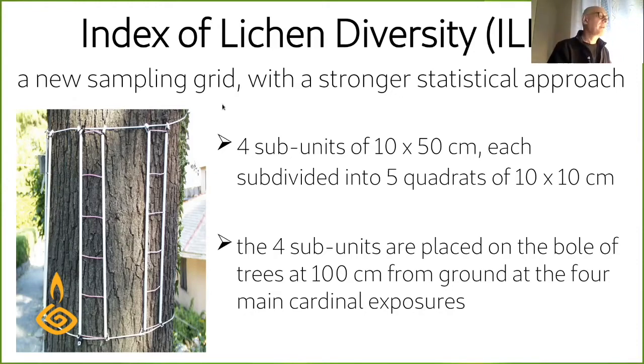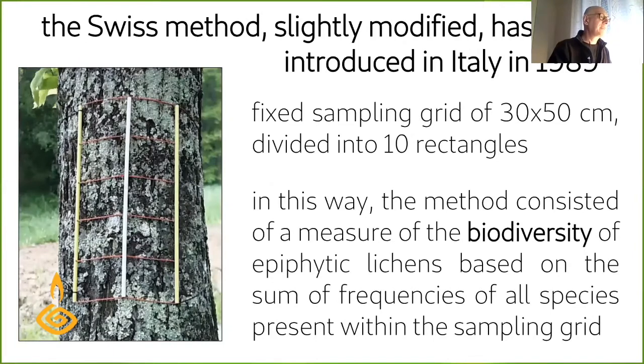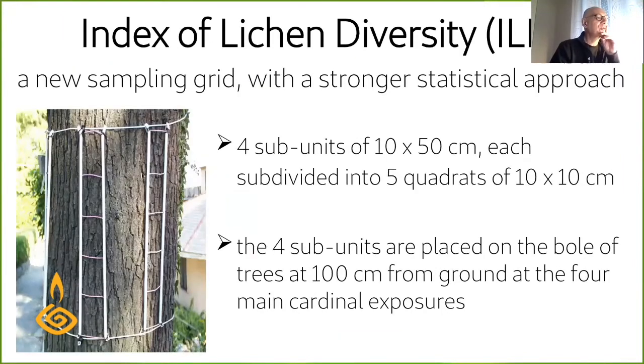if you remember here, you had to place the grid as a fixed size, but you still have to place it on the side, on the part of the bole with the highest lichen cover, which is a subjective estimation. You cannot be very precise. So this stronger statistical approach was simply based on dividing the grid in 4 layers into 4 subunits of 10 per 15 centimeters in this way.